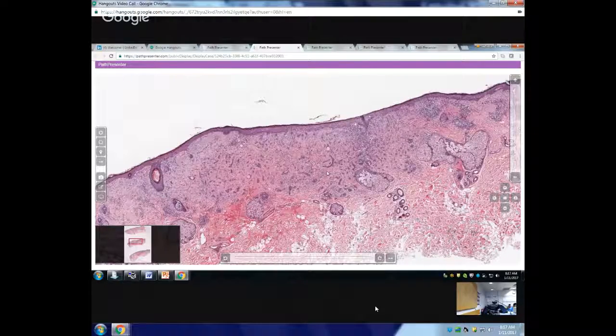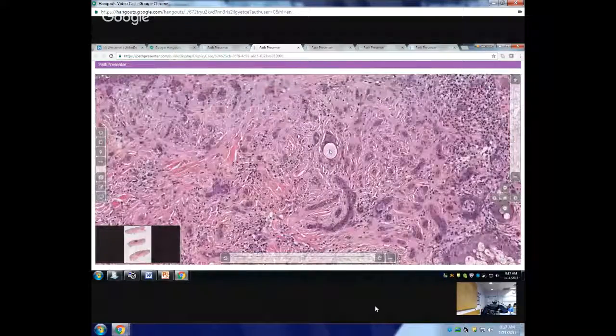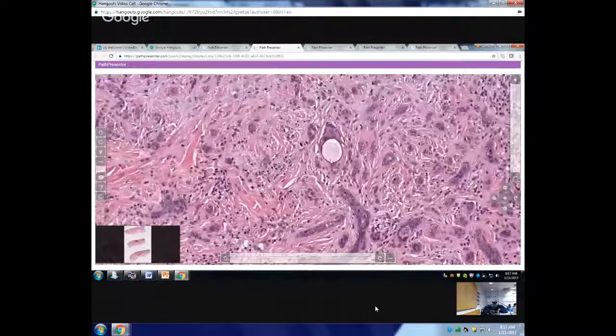Syringoma, what is a syringoma? Syringoma is an eccrine neoplasm. So eccrine, what is eccrine? Eccrine is a glandular structure. So what you're going to see is a collection of glandular structures, not keratocysts. These are hair structures that you see here. Okay. So if you start seeing hair structures, then it is not a syringoma.